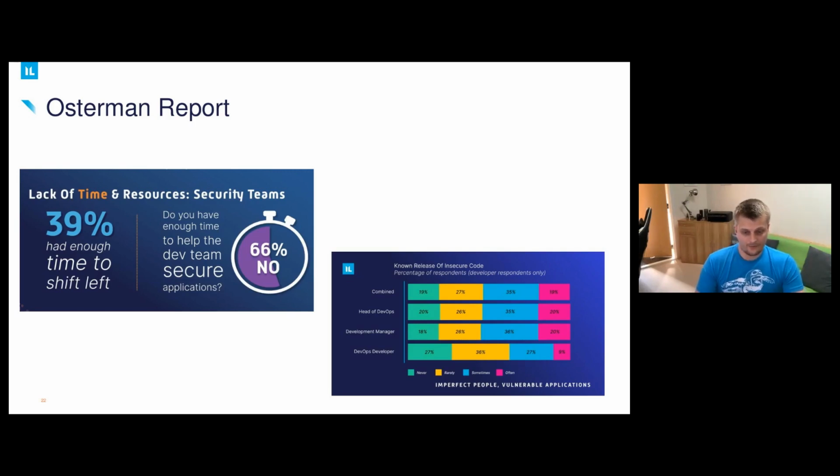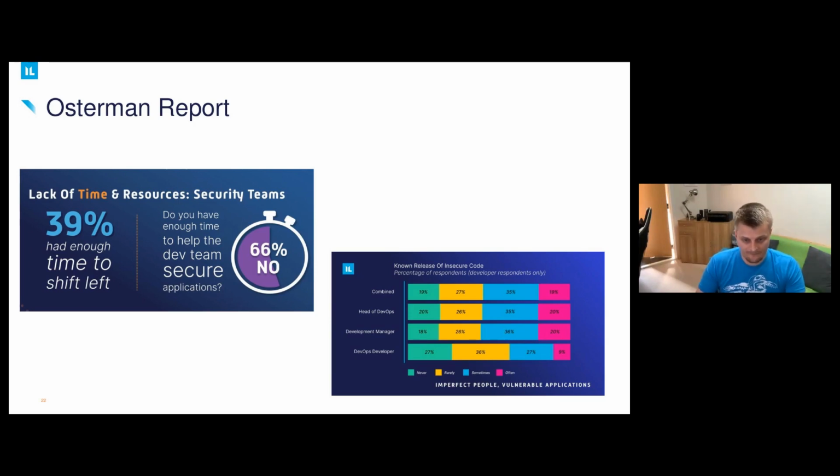The other thing that we at Immersive Labs did earlier in the year is we had a report done for us by Osterman, and some of the results in there were pretty interesting. One of them was that 39% of the respondents, the security teams, felt they didn't have time to shift left. And I guess this is that continuous process, teams trying to get things out quicker and quicker and getting the security team to rubber stamp it before going out. They're not given time to actually build in automation to free them up.